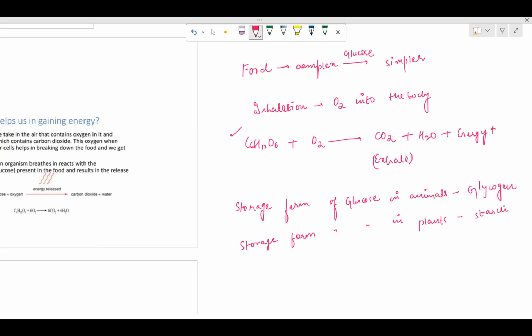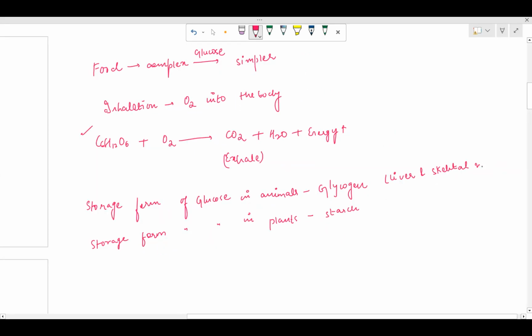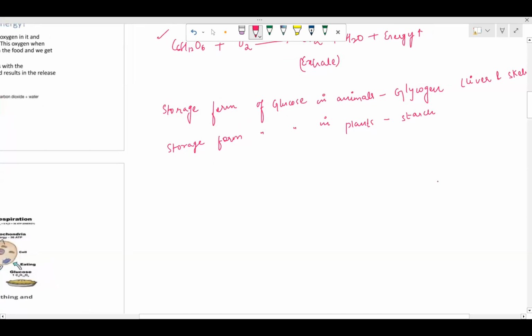And do you people know where this glycogen is stored? It's stored in the liver and muscles, skeletal muscles. Yes, ma'am. Done. Have you also written here? Almost done, ma'am.